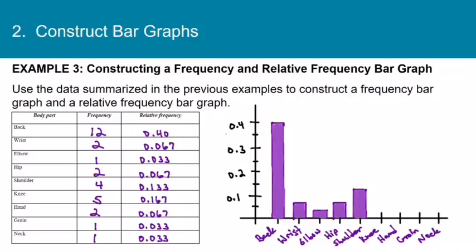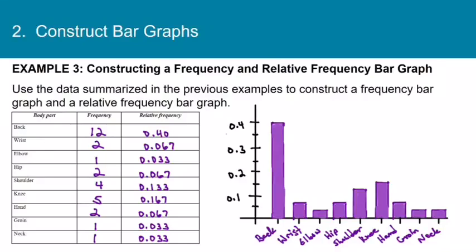And then 0.167, if this is 0.15, 0.167 is going to be a little above that. And then 0.067, that's this height again. And 0.033 is this height again. And so there is our relative frequency bar graph.